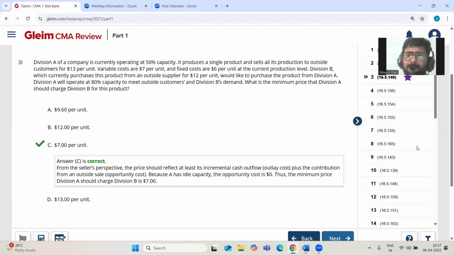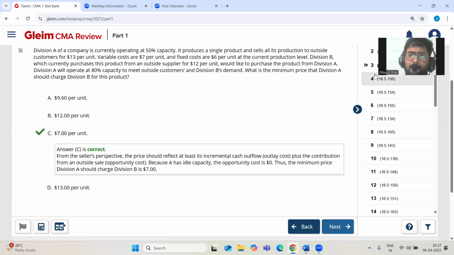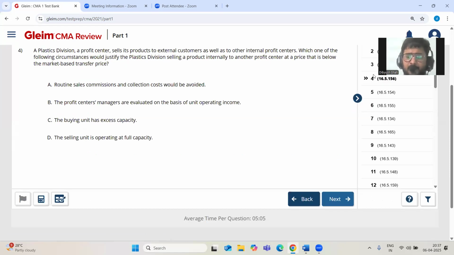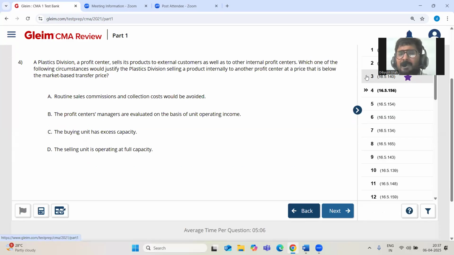Question 4. It says plastic division, which is a profit center. So it is telling there is a division of the company, plastic division, and it is a profit center. It is selling its product to external customers, outside customers, also to internal profit centers, others within the company.